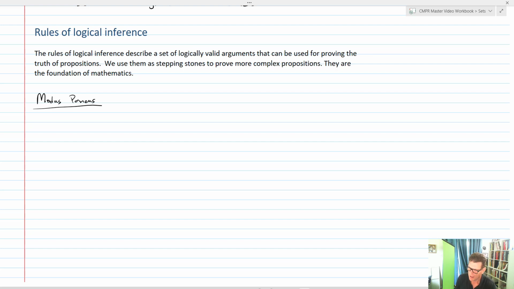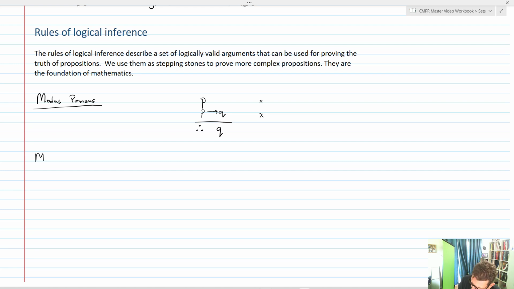This one has everything to do with the conditional. We start with P, that's our first assumption, and P implies Q. Therefore, what do we get? We get Q. The conditional states that if P is true, and P implies Q is true, then Q must be true. We saw that one earlier on. That's the very first one that we actually proved.